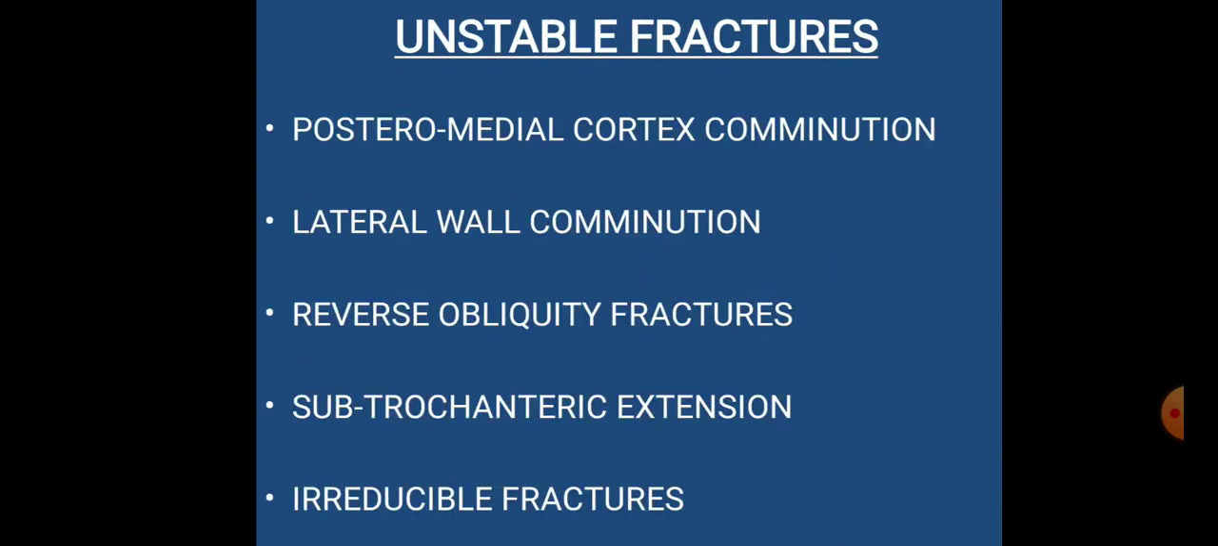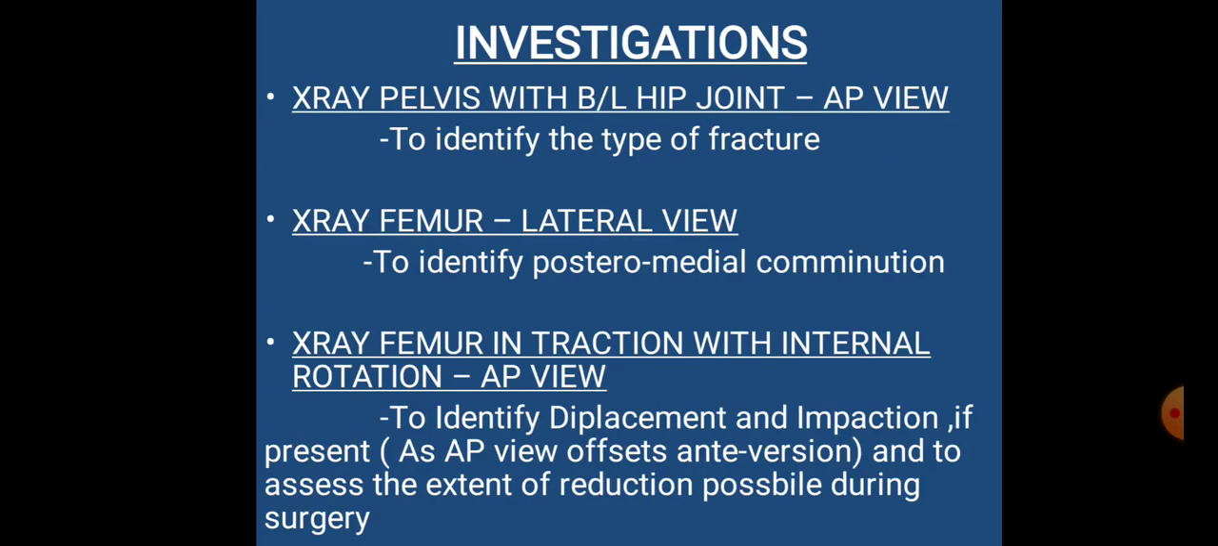What are unstable fractures? There are certain stable fractures and certain unstable fractures. What are the unstable fractures? Posterior middle cortex comminution fractures, lateral comminution fractures, reverse oblique fractures, subtrochanteric extent fractures and irreducible fractures. All these are unstable fractures.